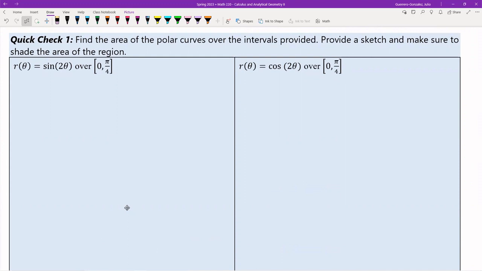Make sure you provide a sketch, right? And you shade in the area. If you grab the sketch from, or just copy paste from the Desmos calculator into your work, that's perfectly fine. And then as always, don't use the calculator as your crutch. Make sure you can do all the computations for them.